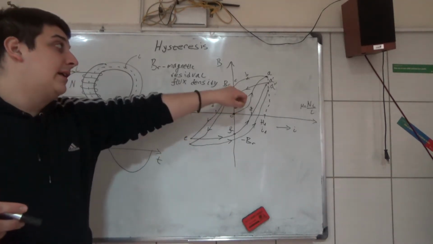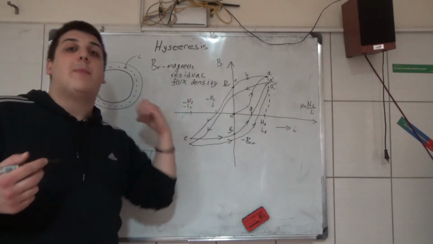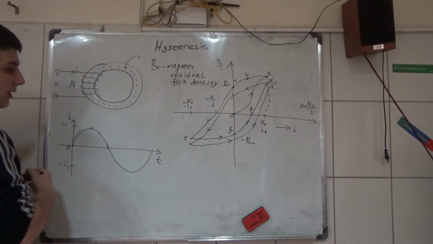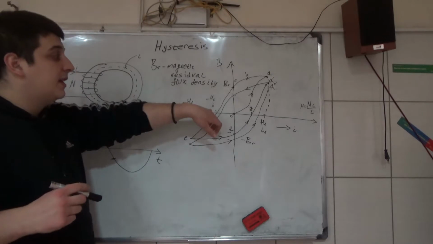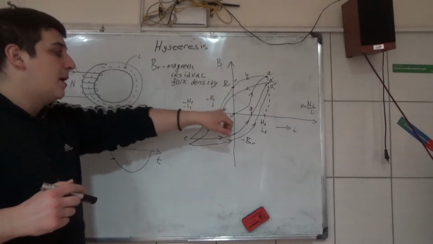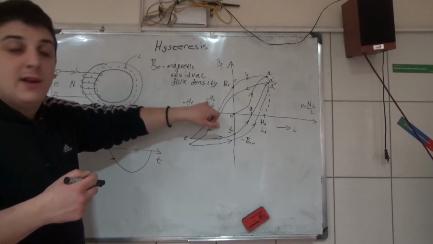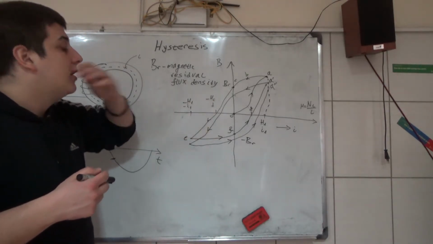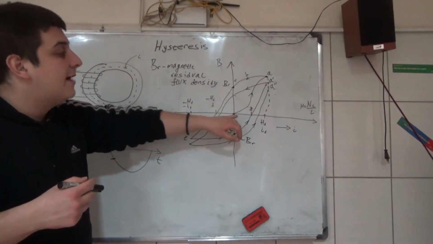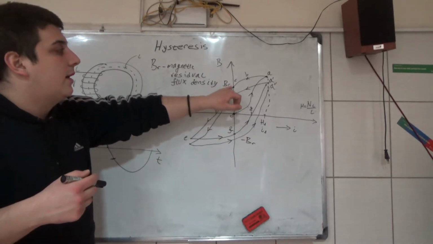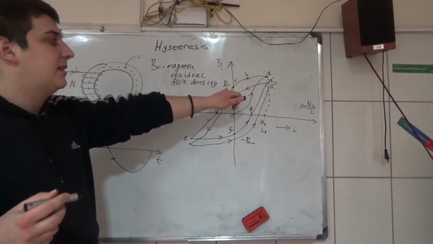Now, if you want to demagnetize this magnetic circuit, you have to pass a current in the opposite direction. So from 0 to some point here, from C to D. Now you pass a current in the opposite direction and you have a magnetic field intensity that is equal to minus Hc. So at this point, when you pass a current minus Hc, you have a magnetic flux density that is equal to 0, like here.